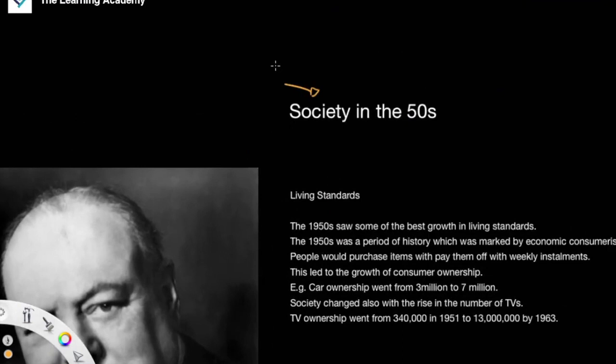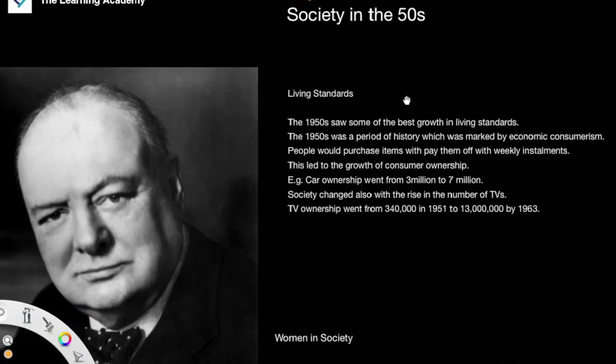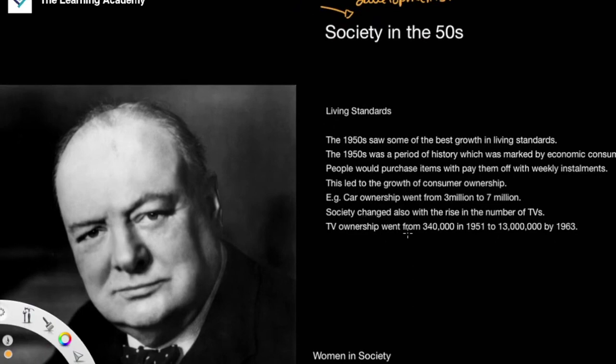Societal developments. And we're going to focus on three specific areas. We're going to focus on living standards, the position of women within society, and the impact of class and class struggle within society.